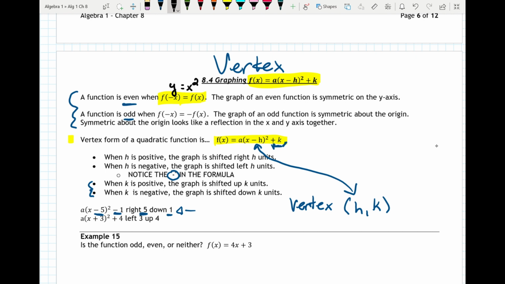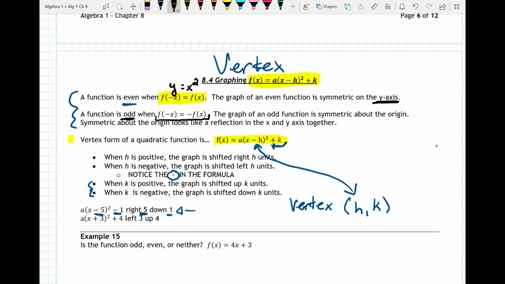Even functions are symmetric about the y-axis. So our parabolas, they all have a vertical axis of symmetry. Whenever their axis of symmetry is x equals 0, which is the y-axis, then that means that they're going to be even. An odd function is one that we haven't really dealt with as much. It's when f of negative x is negative f of x. And the graph of an odd function is symmetric about the origin.